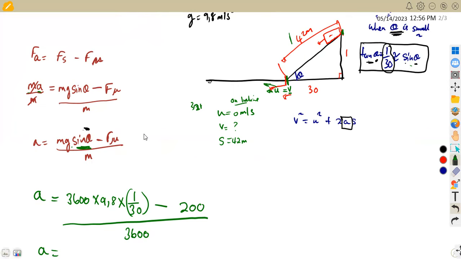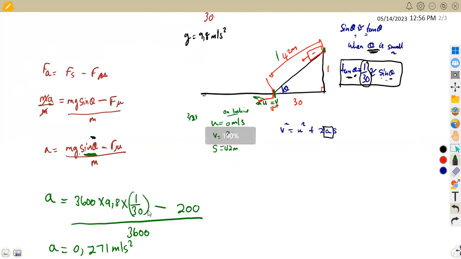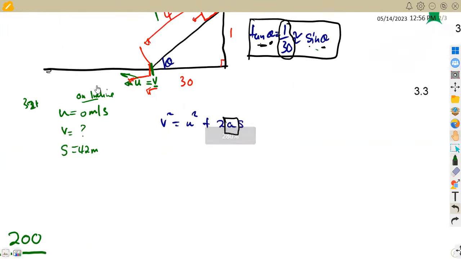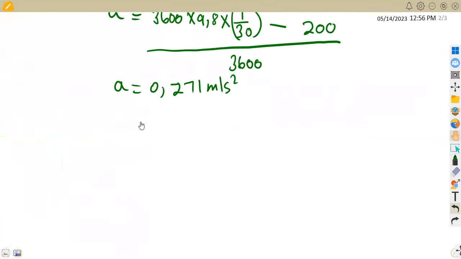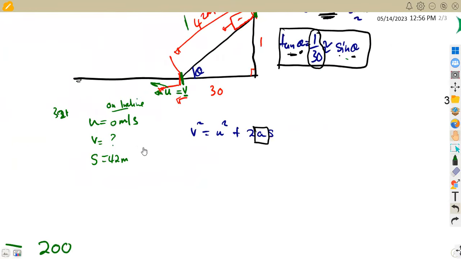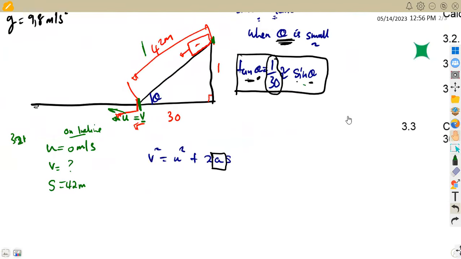All right. So if you're to have this, you're going to have 0.271 meters per square second as our acceleration. This is for the inclined part that we are dealing with in this case. Remember, we are working from the incline. So we have calculated our acceleration, which is 0.271. So we are going to use this now to calculate our final velocity, which is v.